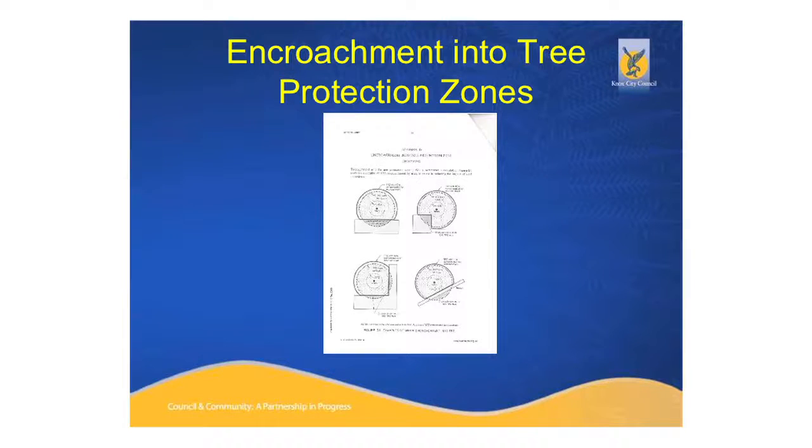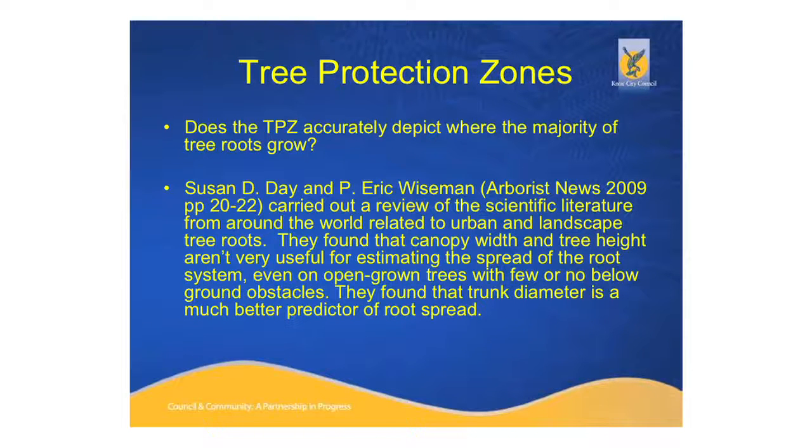Does the TPZ accurately depict where the majority of tree roots grow? Well, Susan Day and Eric Wiseman in the Arborist News carried out a review of the scientific literature from around the world on urban and landscape tree roots. They found that the canopy width and tree height aren't very useful for estimating the spread of the root system, even on open-grown trees. They found that the trunk diameter is a much better predictor of root spread. So the Australian Standard uses the trunk. Fantastic, great.